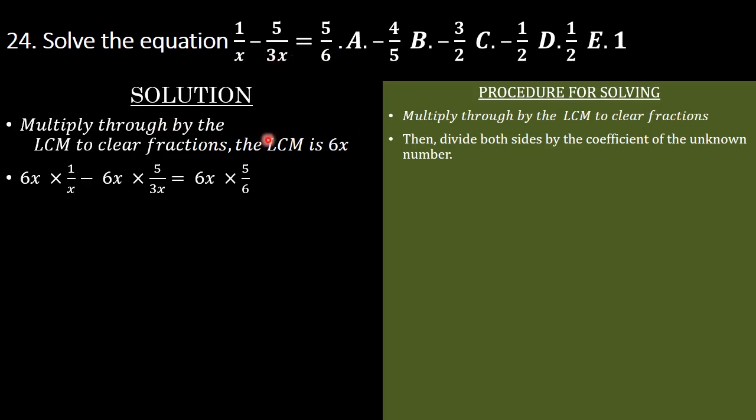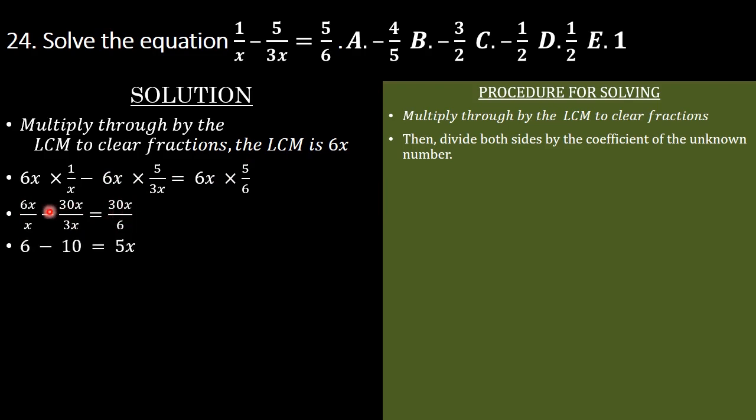We have this expression, that is 6x multiplied by 1 over x minus 6x multiplied by 5 over 3x is equals to 6x multiplied by 5 over 6. That is, we have to multiply each term by 6x. We have 6x multiplied by 1, we have 6x over x. 6x multiplied by 5, we have 30x over 3x is equals to 6x multiplied by 5, we have 30x over 6.